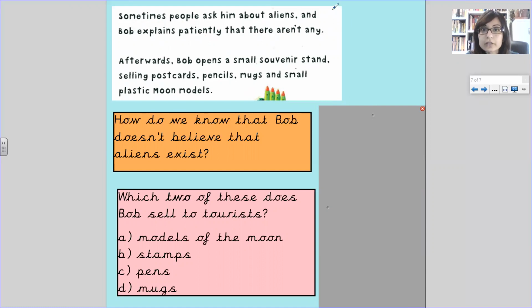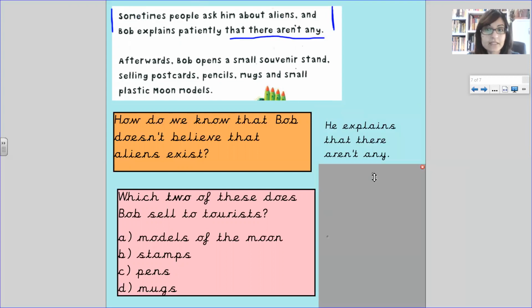We need to look in the top part because this is where it talks about aliens. In the second paragraph, it talks about souvenir stands and postcards, so the answer is not going to be here. Let's go back and read. Sometimes people ask him about aliens and Bob explains patiently that there aren't any. How do we know this? He tells them that there aren't any.